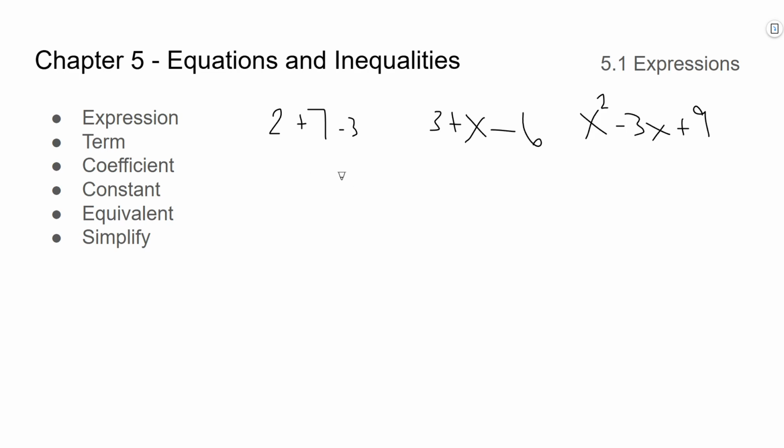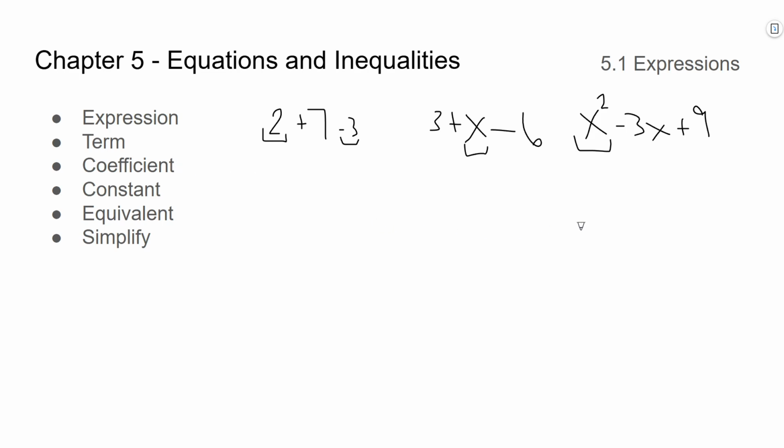So basically it's some numbers along with some operators, some addition, subtraction, multiplication, division. There's no equal sign. If there was an equal sign, it would be an equation. So an expression is sort of a part of an equation. So a term is each of these number sections. So 2 here is a term. This -3 is a term. X is a term. X squared is a term, and so on. All of these individual components of the expressions are terms.